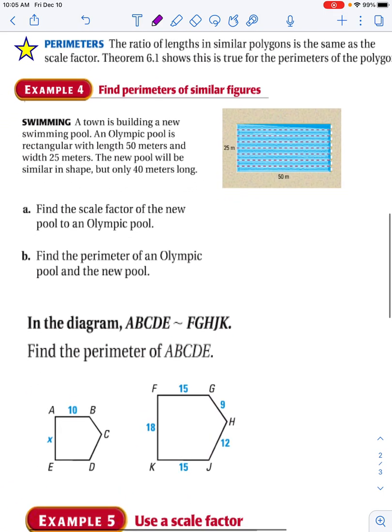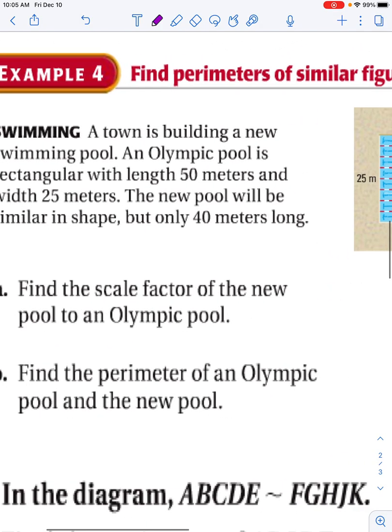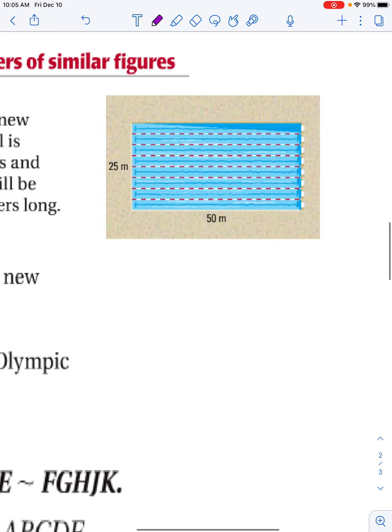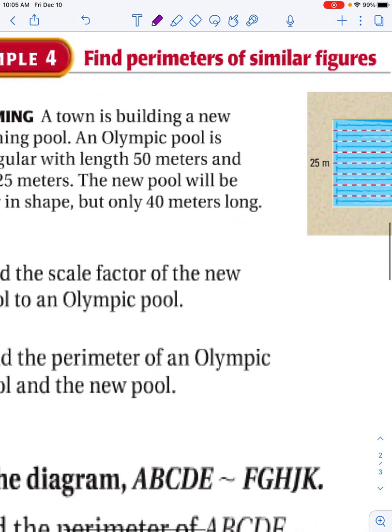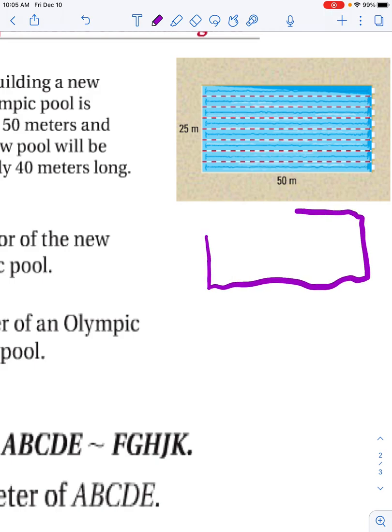Okay, so a town is building a new swimming pool. An Olympic pool is rectangular with a length of 50 meters and a width of 25 meters. The new pool will be similar in shape, but only 40 meters long. So find the scale factor. Again, we're gonna have a slightly smaller one. It's gonna look something like this. This is gonna be 40. We don't know what this is yet.